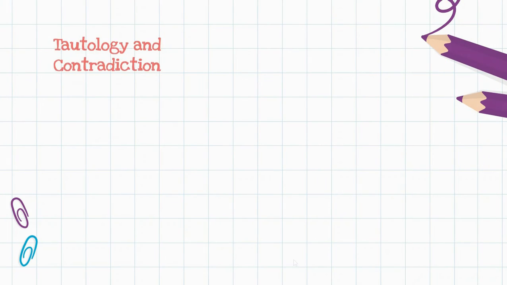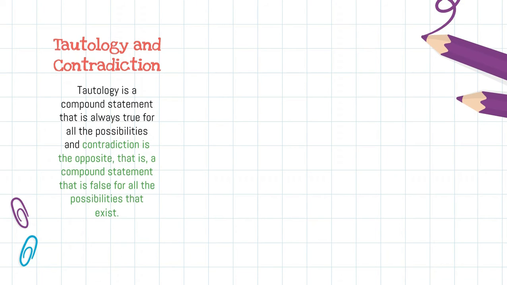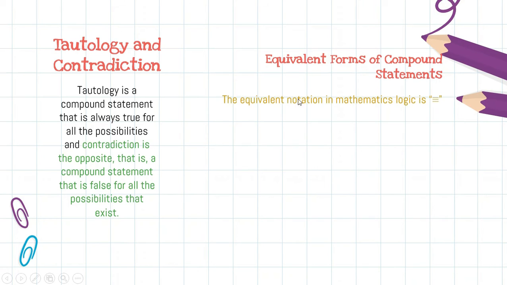Next, about tautology and contradiction. Tautology is a compound statement that is always true for all the possibilities, and contradiction is the opposite. That is a compound statement that is false for all the possibilities that exist. Now about equivalent forms of compound statements. Compound statements that have the same value in all possibilities are said to be equivalent. The equivalence notation in mathematics logic is like this. The forms of statements which are mutually equivalent are these.